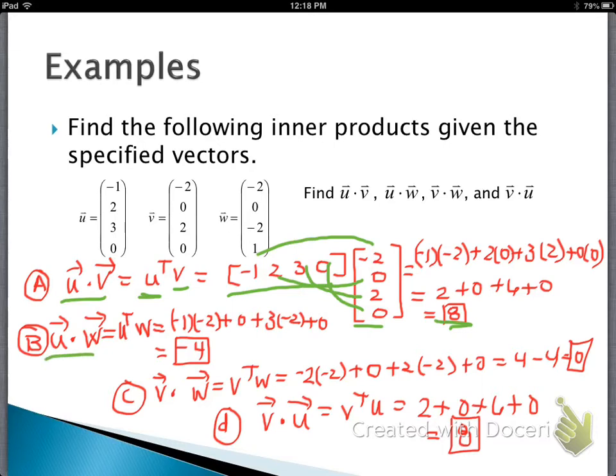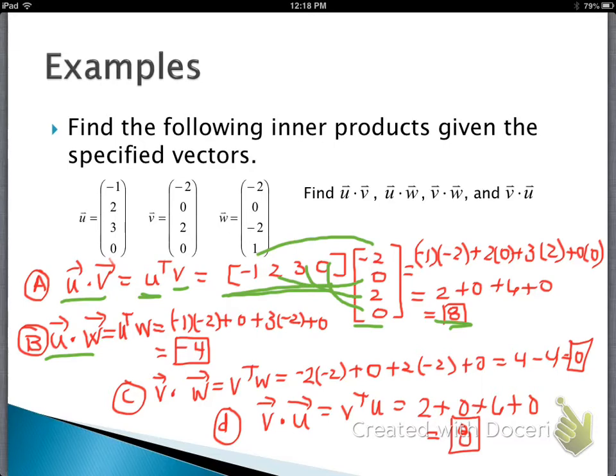Then if we take u times w, so this is just practice with the dot product or the inner product. This will be u transpose times w. And again, this is u transpose here. So it's -1 times -2, and then 2 times 0, and then 3 times -2, and then 0 times 1. And if we add that up, then we'll get 0. I'm sorry, -4. Okay, and for C, we do the same thing. So I'm going to leave C and D for you all just to practice, okay?